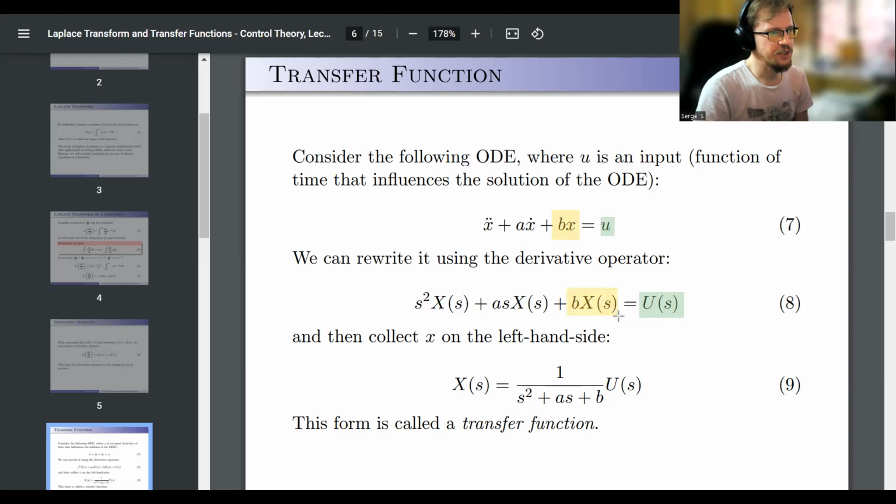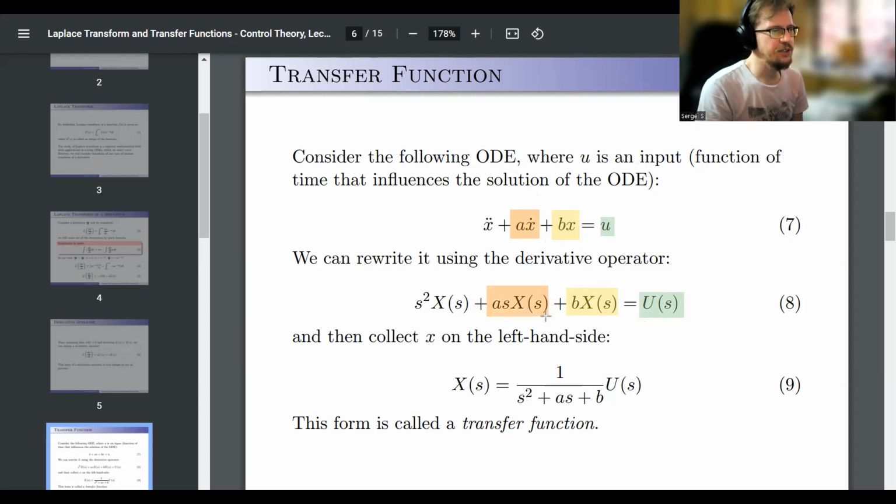Next, Laplace transformation of b times x. Well, it is b times X of s. So again, b is a constant term. It will always get out of the integration. So b just gets out, and the Laplace transform of x is X, just the uppercase letter. Okay. So far easy.